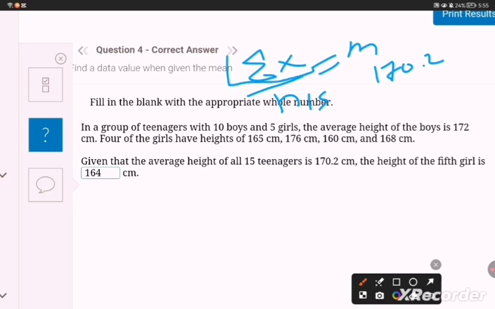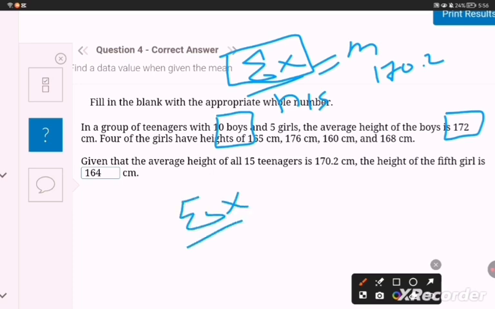Now, to find the summation of x, you have to find the total heights of the girls and the total heights of the boys. For the total heights of the boys, all you have to do is 172 times 10, because we know there are 10 boys and their mean is 172. So if you put that in the equation, summation of x over 10 is equal to 172. So the summation of x of the boys is just going to be 1720.